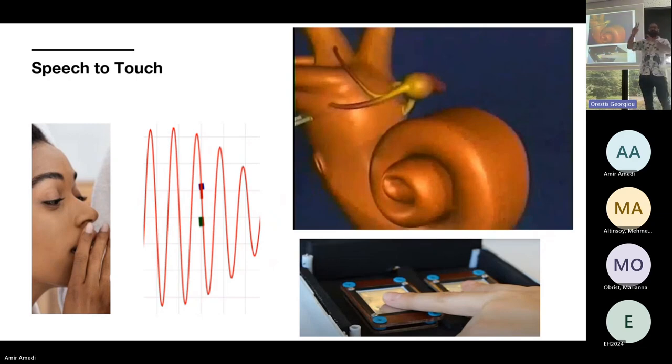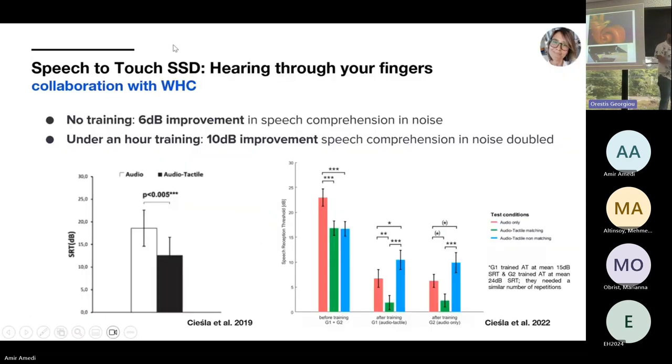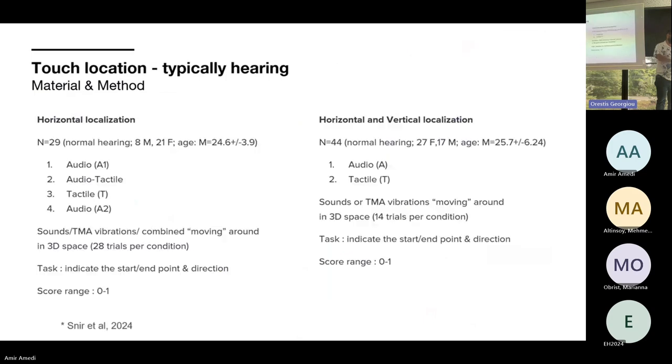And basically we created this algorithm that takes the power, the combination of the frequency and the power, and changes it every time window very rapidly. And we just shifted it to the touch. And then we get these very nice results: there is a 6 dB immediate improvement and 10 dB improvement after less than 1 hour of speech understanding in noisy environment. That's work by Dr. Kasia Chesla.